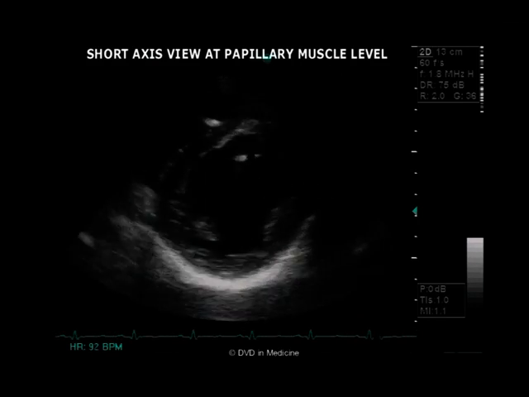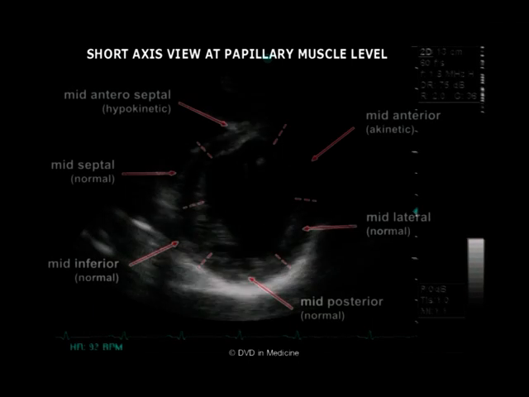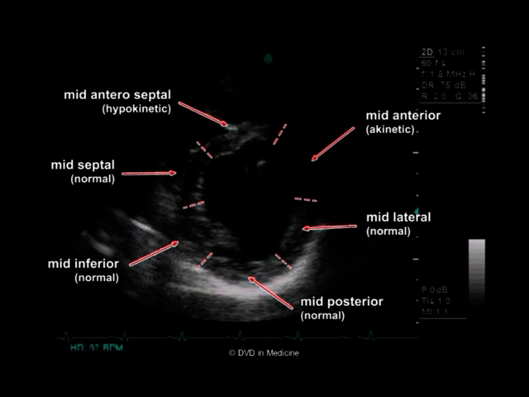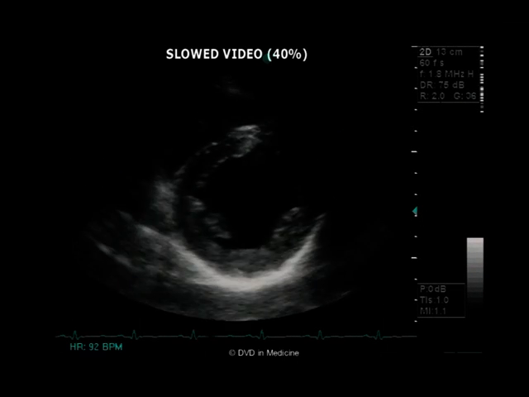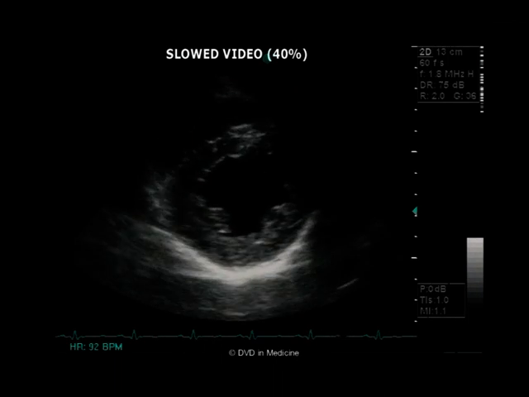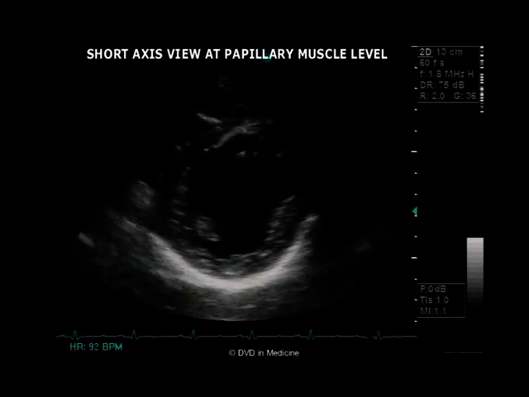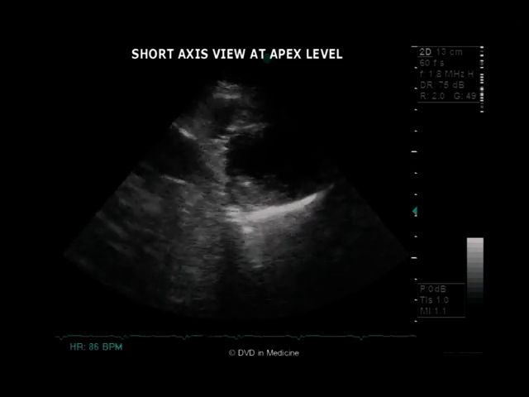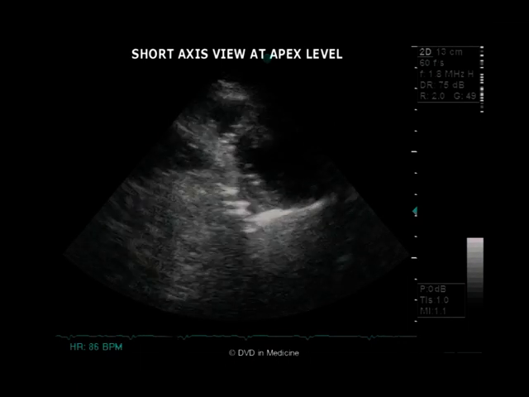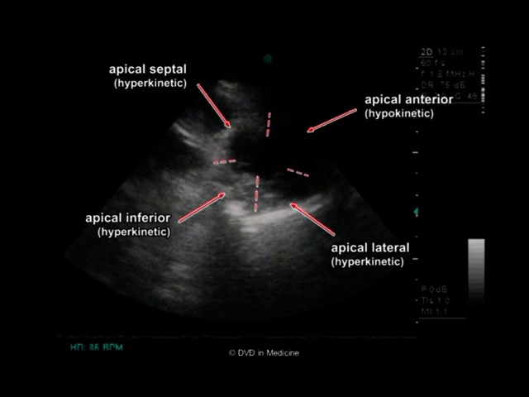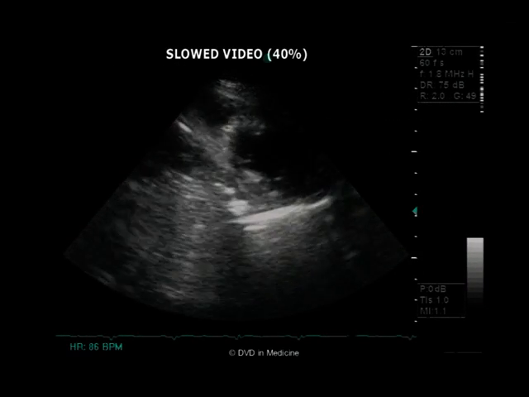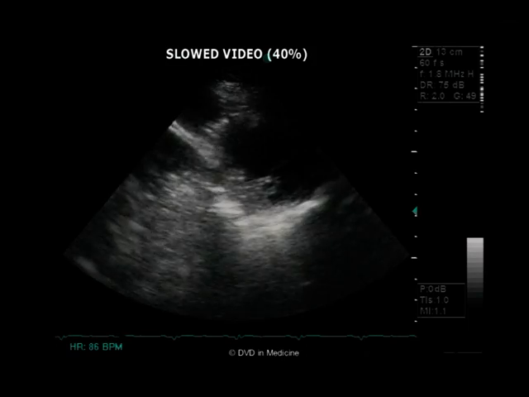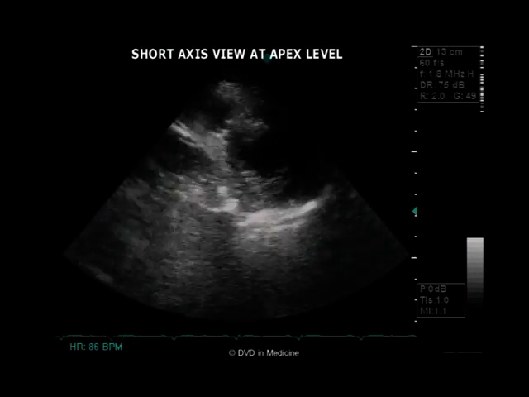The short axis view at papillary muscle level. The wall motion abnormalities are shown in the picture. Slowed video. The left ventricular contractility in real time. The short axis view at apex level. The wall motion abnormalities are shown in the picture. Slowed video. The left ventricular contractility in real time.